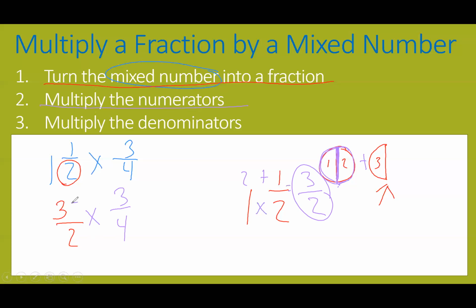Multiply the numerators. 3 times 3 is 9. Multiply the denominators. 2 times 4 is 7,900. Just kidding, it's 8, right? So our answer is 9/8. And this is a fraction greater than 1. We know it's greater than 1 because the numerator is bigger than the denominator. But this is our answer.